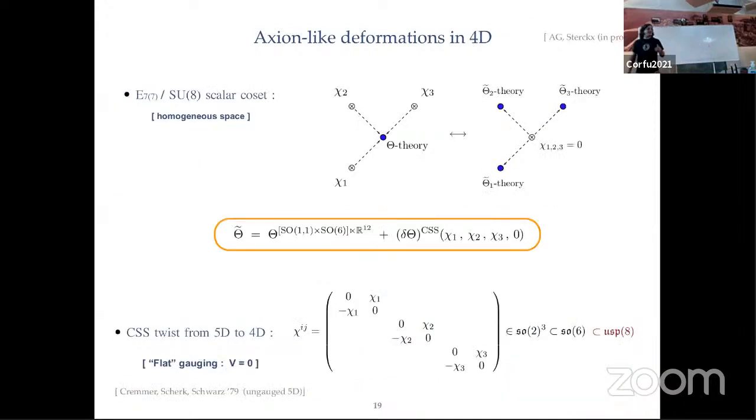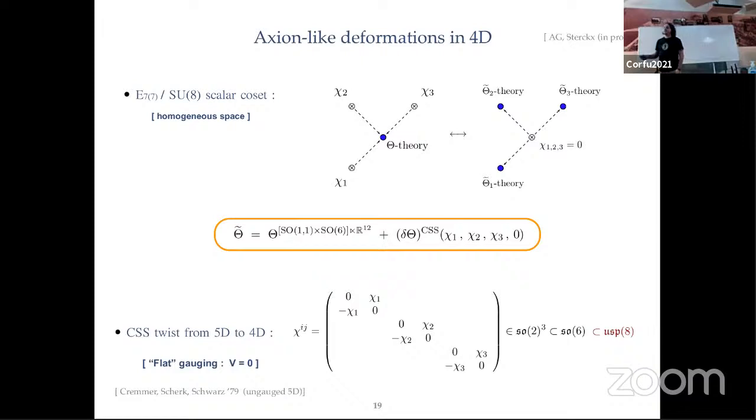So then we were puzzled by the question, why are these flat deformations? We didn't know why they were associated to flat directions of the scalar potential, or essentially, why there were marginal deformations in the CFTs. And then we got surprised when we really started looking into this, because what happens is the following.